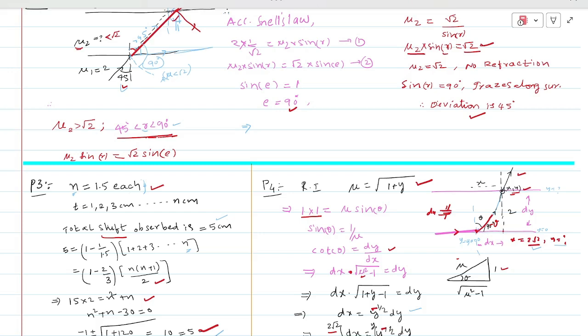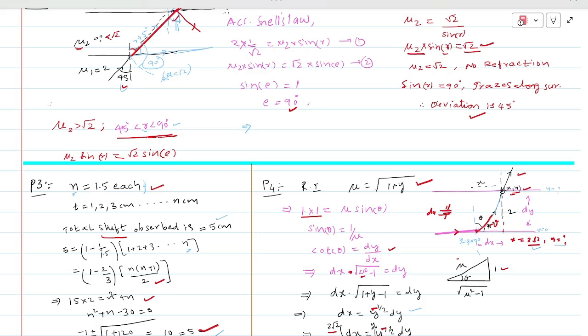So their thicknesses are 1 centimeter, 2 centimeter, 3 centimeter, and so on, n centimeters. The total shift of the observed is 5 centimeters. Therefore, total shift is equal to thickness. Here n is constant. n is the same for all the slabs.